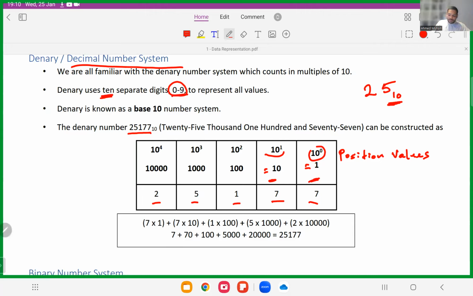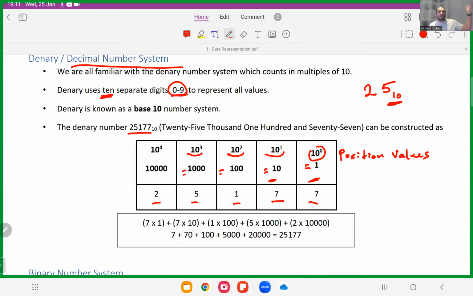Now let's move on to the third position. The value of the third position is 10 to the power of 2. How much is that equal to? That is equal to 100. 10 squared is equal to 100. Then let's move on to the fourth position. The fourth position is 10 to the power of 3. How much is that equal to? That is equal to 1000.